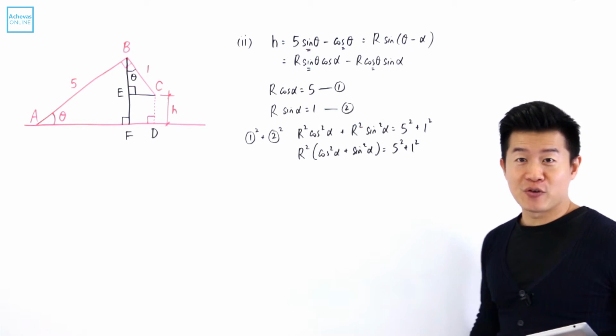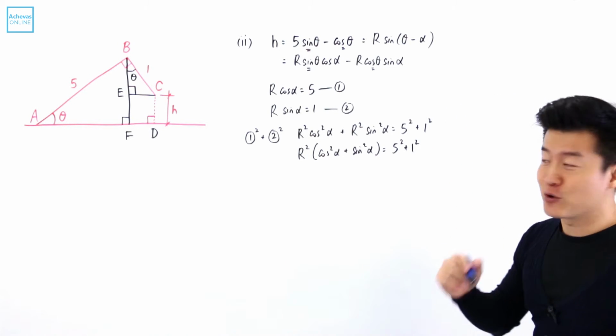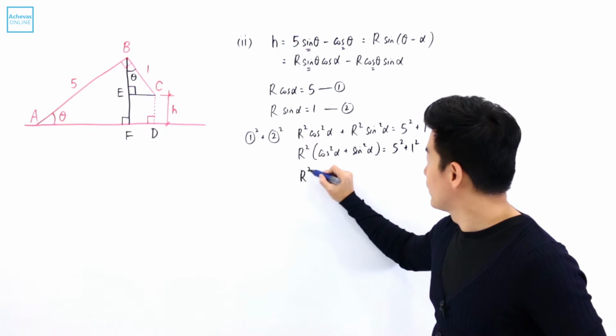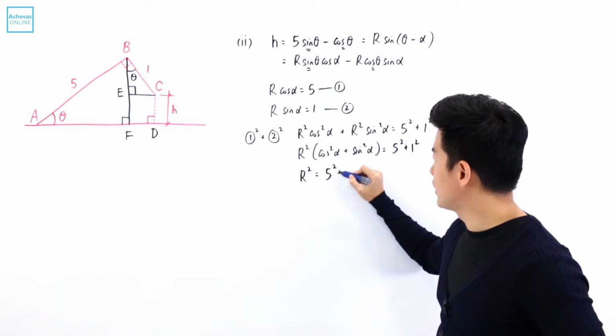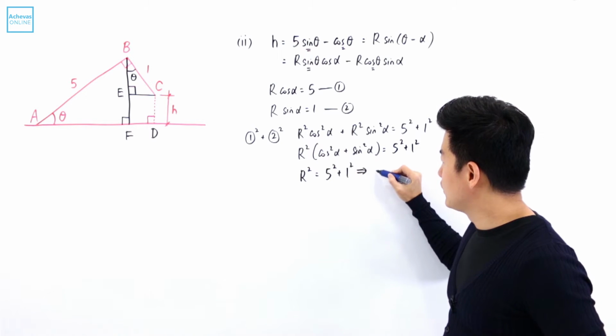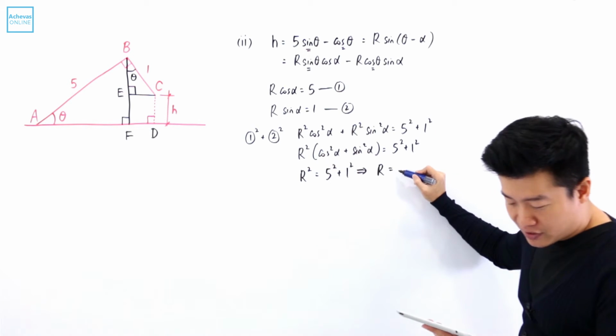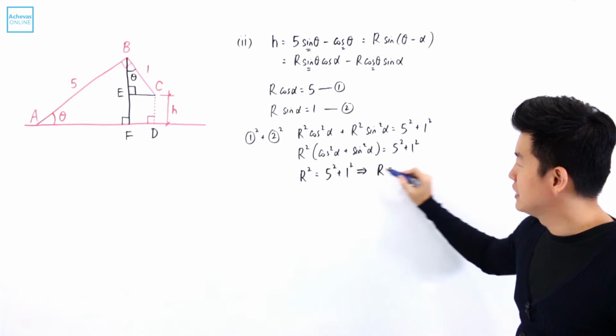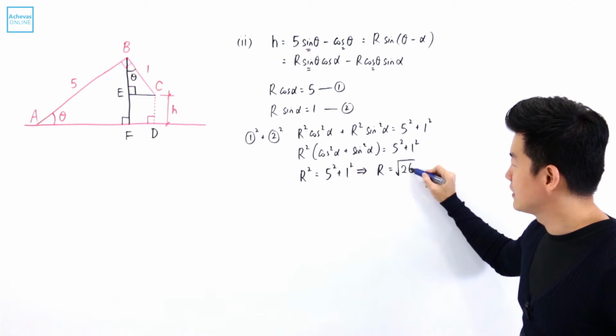And what is cosine square alpha plus sine square alpha? It is equal to 1. So r square is going to be equal to 5 square plus 1 square. I know what r is now. r is going to be the square root of this, which is the square root of 26.